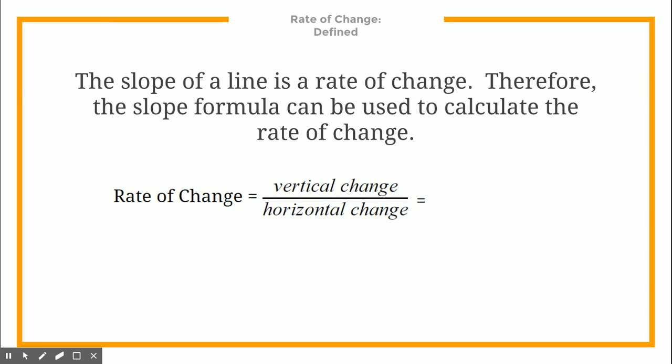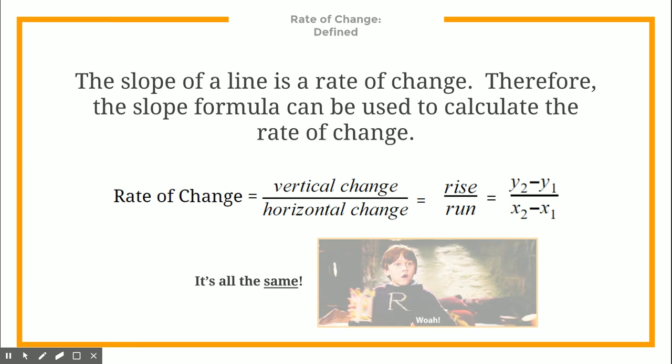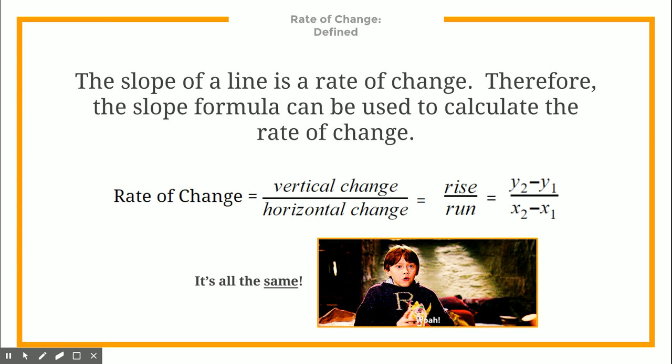It is the vertical change, so the change in y, over the horizontal change, which is the change in x. And it's the same thing as rise over run, which is the same thing as finding the difference in the y's over the difference in the x's. So it's all the same. So one thing to remember through all this is that the slope of a line and the rate of change are the same.